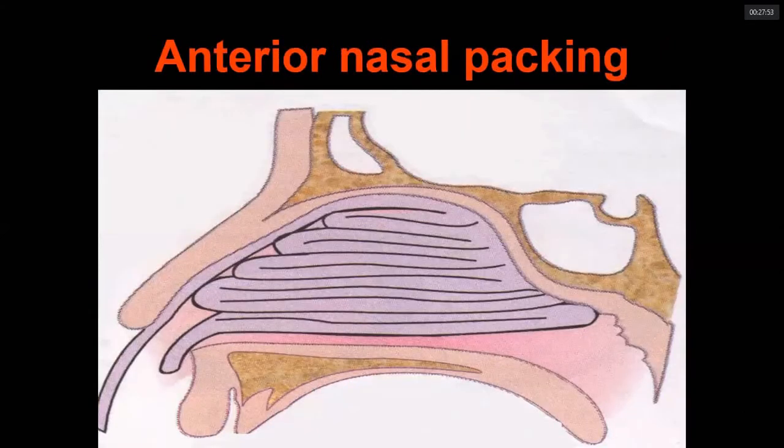And after all is done, there is chance of bleeding. So we do the anterior nasal packing, okay? Layer by layer. So we pack all the nasal cavity so as to compress, so that no hematoma develops at the site of incision and there is no bleeding into the nasal cavity. And we take it out after 2 or 3 days.